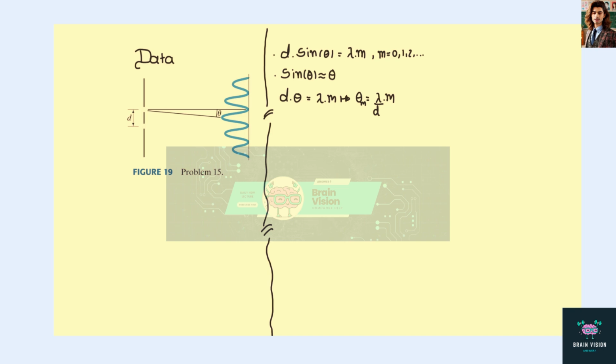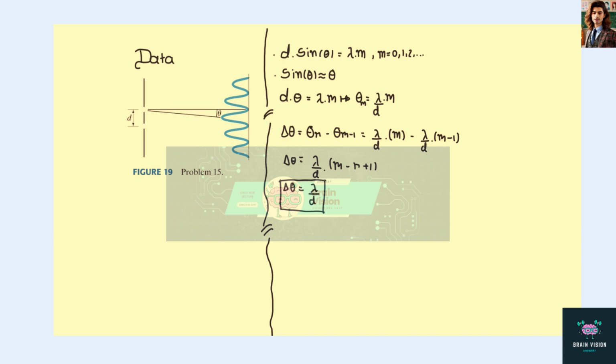Therefore, the angular separation between two maximums, delta theta, is equal to theta m minus theta m minus 1, which is its neighbor. This equals lambda over d times m minus lambda over d times m minus 1. We can write it as lambda over d times m minus m plus 1, and therefore the angular separation between two maximums is equal to lambda divided by d, as we had to show.